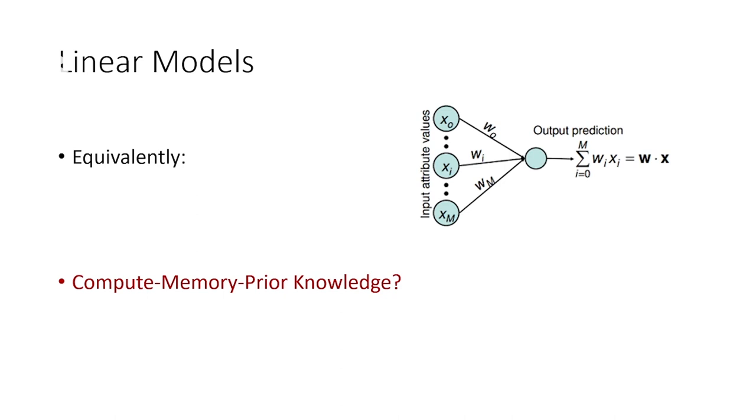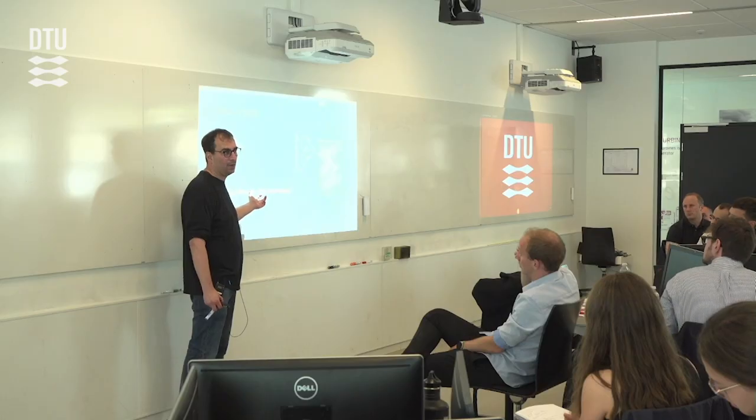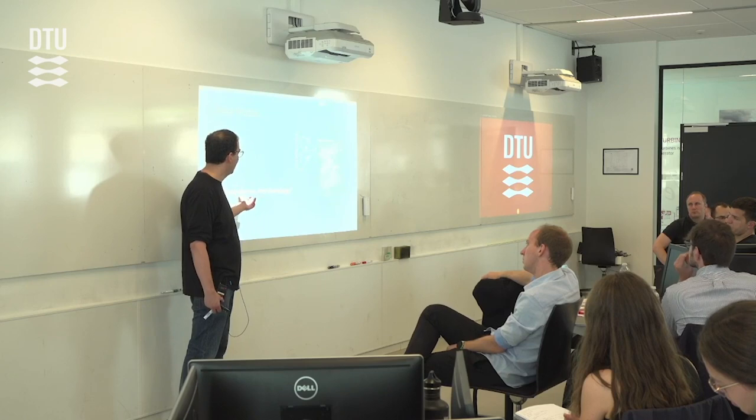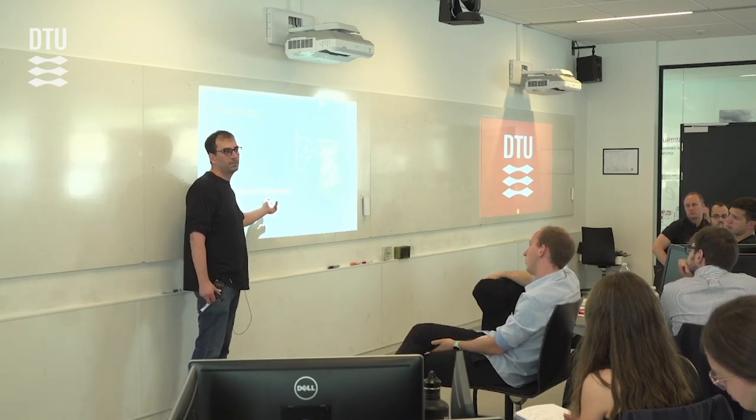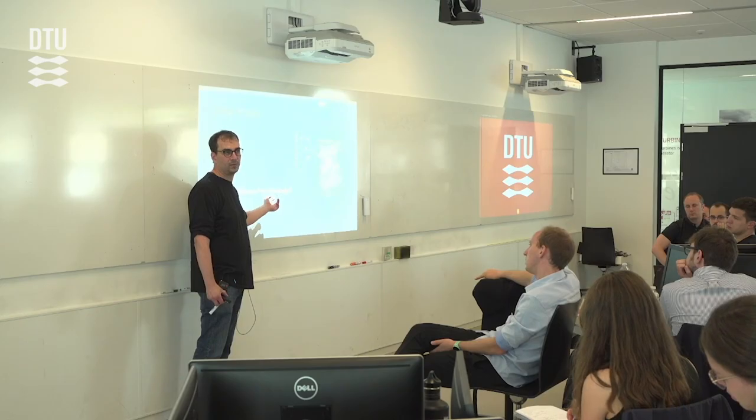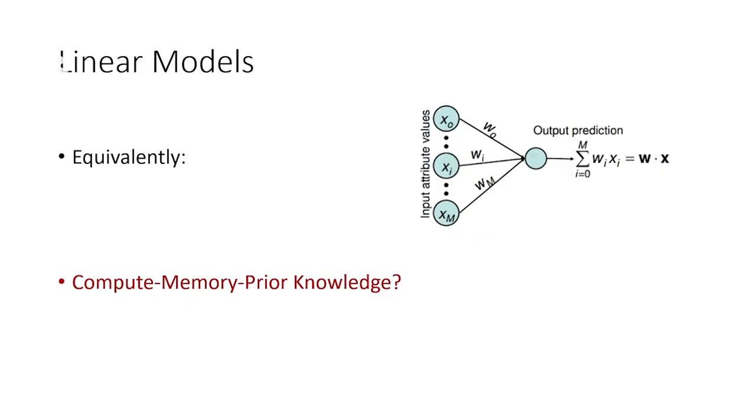So those models are very simple. This is one way to think about it. You get input data, you multiply them through weights, and your output prediction is a linear sum. In terms of compute, memory, prior knowledge: compute, trivial, right? Do SGD, unless the dimensionality and the number of points is extreme, I can solve it very easily. Memory, trivial. All that I need is to have very few samples. Prior knowledge, I need my features to be good. Okay, this is really what everything boils down to. If my features are not good, then this is not the way to go.